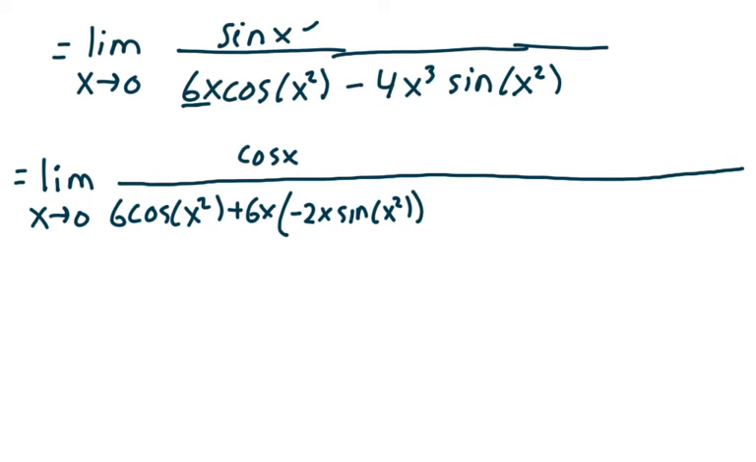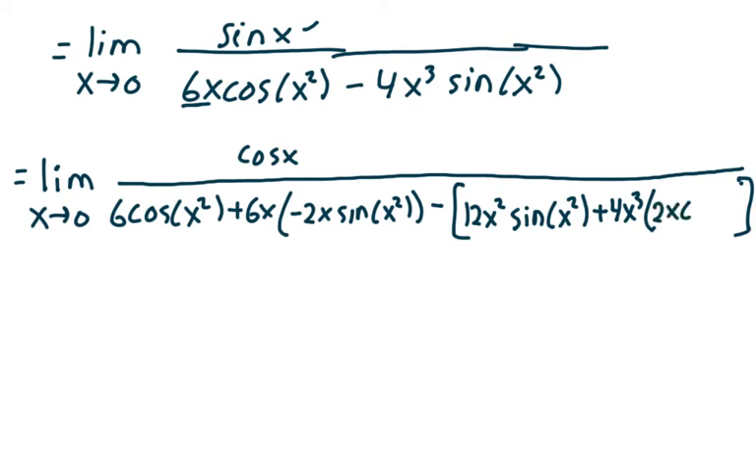Now I'm going to take minus, and then I'm going to do the derivative of 4x cubed, which is 12x squared sine of x squared, plus 4x cubed times 2x cosine of x squared. So barely.